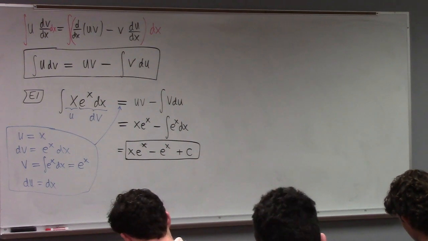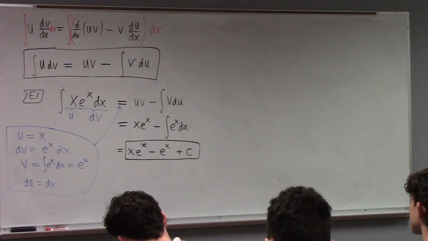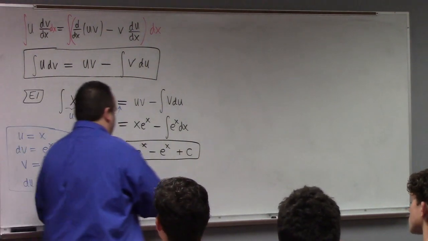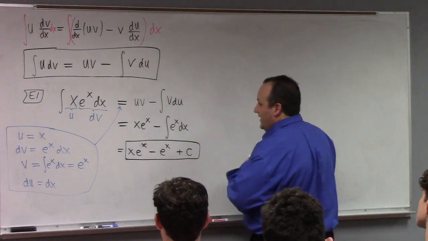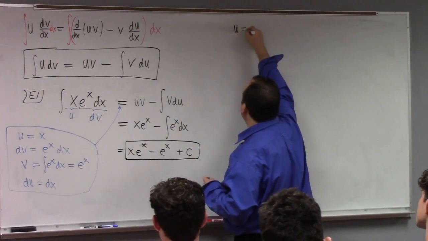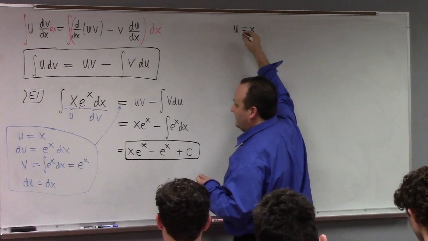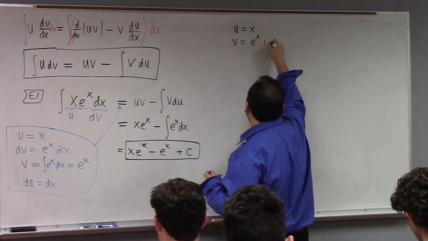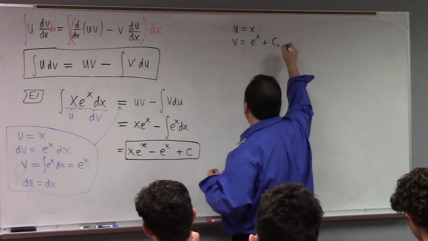Does anybody want me to show you why it doesn't matter if we add a constant to the v or not? Yeah? Okay, let's do it. So what if we added a constant to v? We'd still have u equals x, but this time we'll have v equals e to the x plus a constant, right? Let me call it c2.